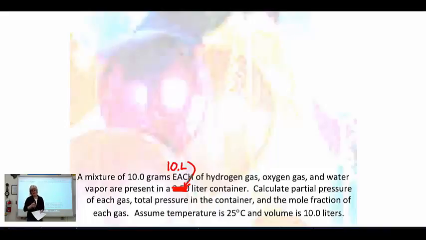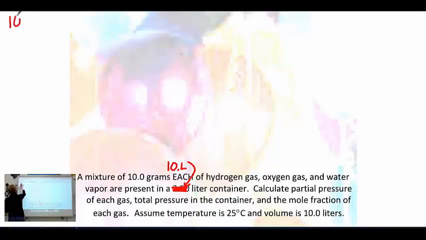There are a lot of different ways that you can use to solve this problem. I'm going to first figure out the moles of each gas, and then use the ideal gas law to get the pressure of each gas, and then add them together to get the total pressure. And then to get the mole fraction, I'll just divide either the moles of each by the total moles, or the pressure of each by the total pressure. Either way will work. Let's figure out moles first.